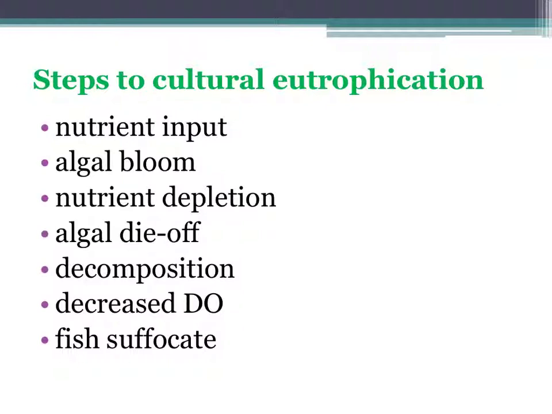Then what happens is we run out of nutrients. So we run out of nutrients, that algal bloom is going to stop reproducing, and we get algal die-off. Now when those photosynthesizing protists start dying, naturally bacteria will come along and decompose them. The bacteria that decompose them are called aerobic, meaning they use oxygen to decompose, and then we tend to get decreased dissolved oxygen. Now if we have decreased dissolved oxygen, what happens? Our fish are going to suffocate and die.